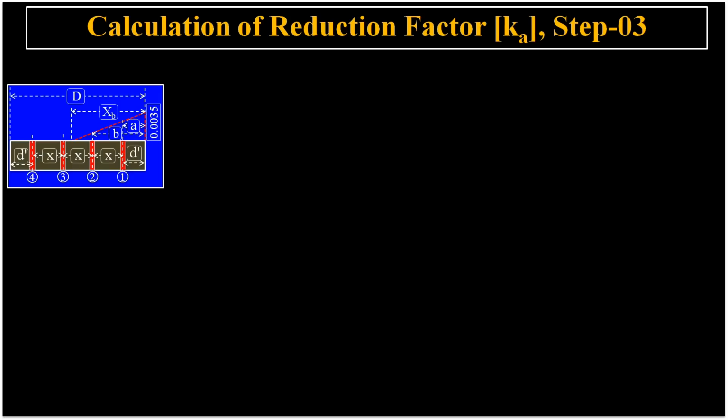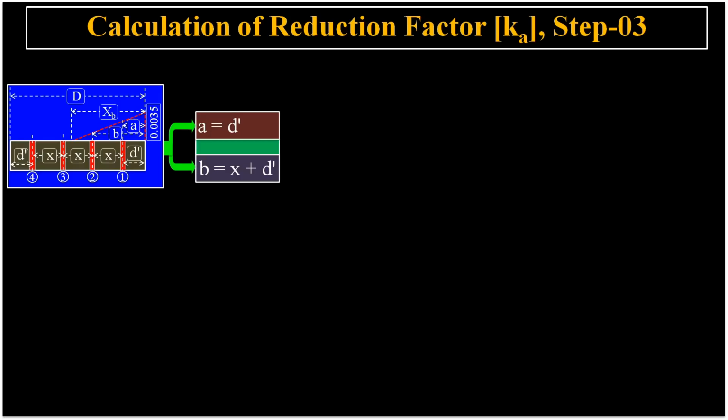In our previous slide, we came to know how to calculate the value of this distance, xb. Say this distance is such that it covers the second column of bars. Say, distance of first column of bars from the edge of the column is A, and say, distance of second column of bars from the edge of the column is B. Defining distances A and B. Therefore, we can say A equals D prime. B equals X plus D prime.